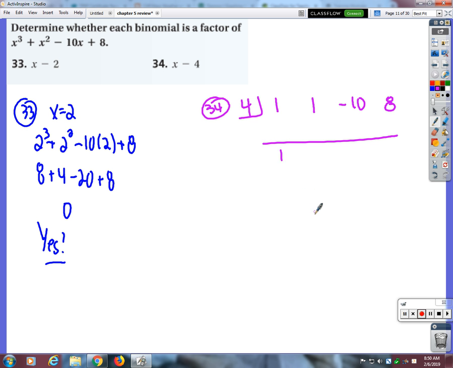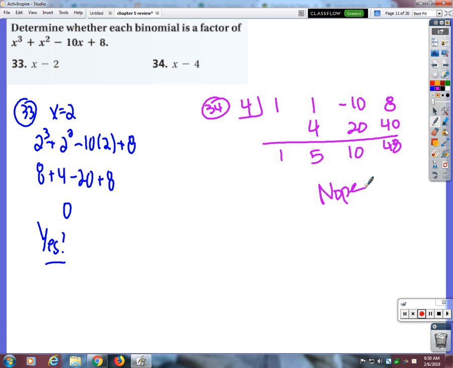Bring down the 1. 4 times 1 is 4. Add those together, you get 5. 4 times 5 is 20. Add those together, you get 10. 4 times 10 is 40. Add those together, you get 48. So is it a factor or not? Nope.